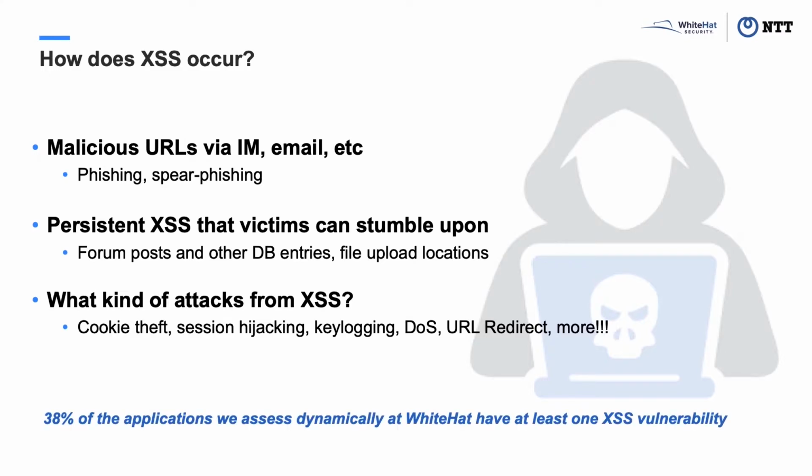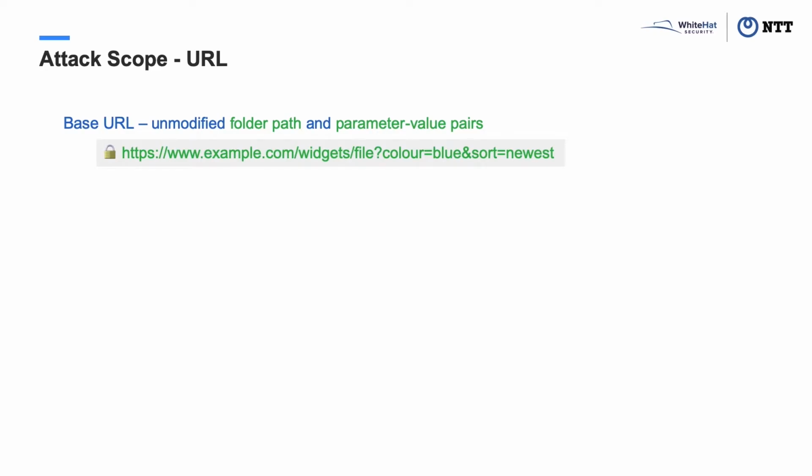Just to note here, about 38% of all applications tested at WhiteHat have at least one XSS vulnerability. And as I mentioned on the previous slide, the usual XSS payload is in the form of a malicious URL. To further expand, let's say the attacker takes an existing URL and modifies it in such a way as to inject their malicious code in an existing or new section of the folder path or query string.